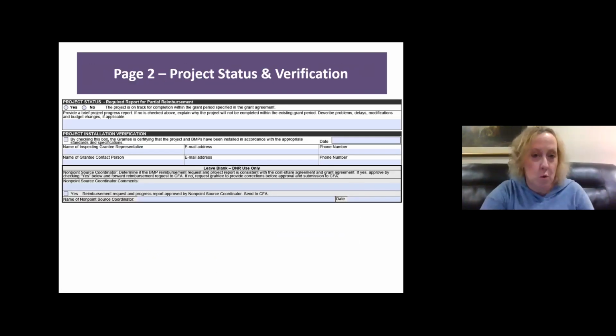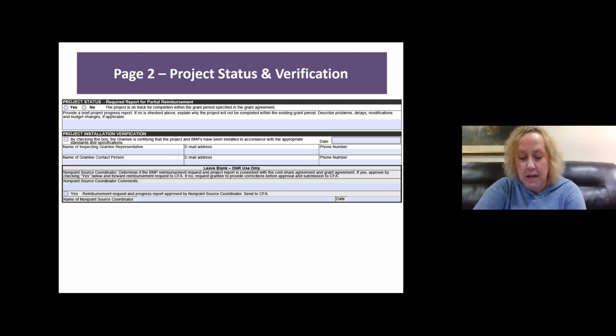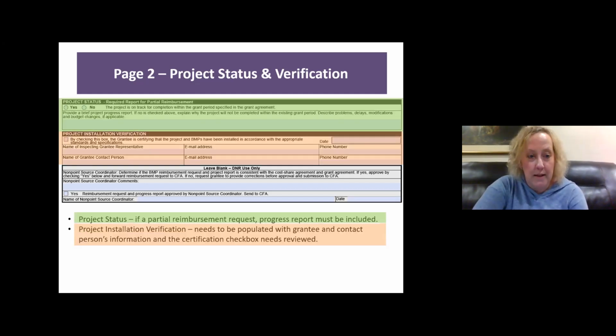So as we get towards the end of the reimbursement form, we've got the project status and verification sections. If you are seeking a partial reimbursement, the project status section will need to be filled in. Essentially, we're looking here for a brief status report. Is the project on track? Have you come across any complications, any delays, things that you haven't already told us? Let us know how the project is going. And then that's that part.